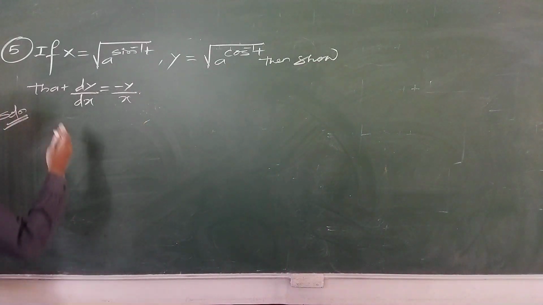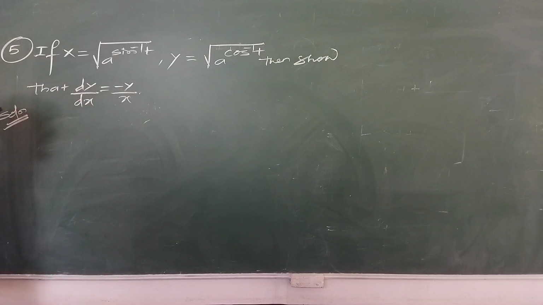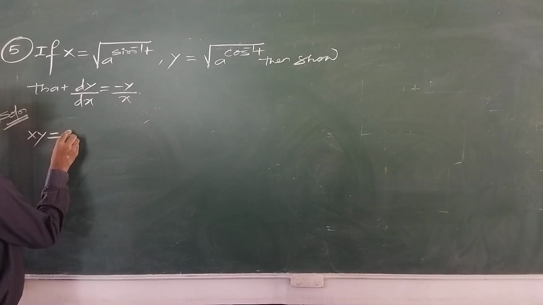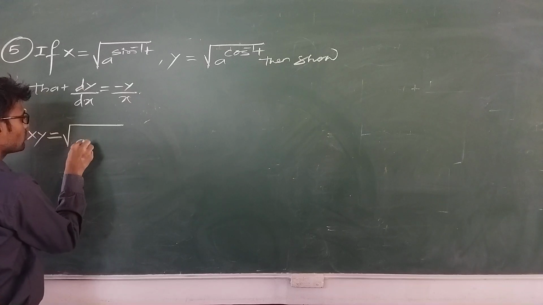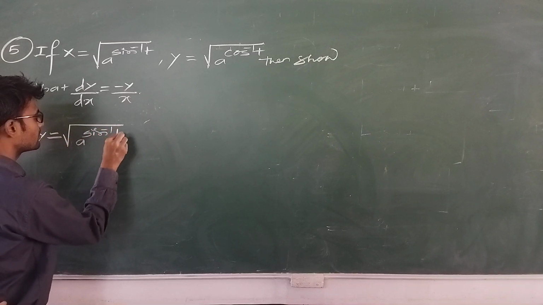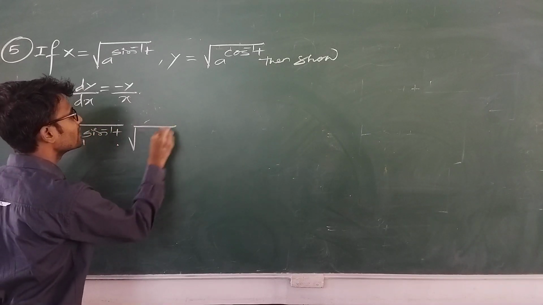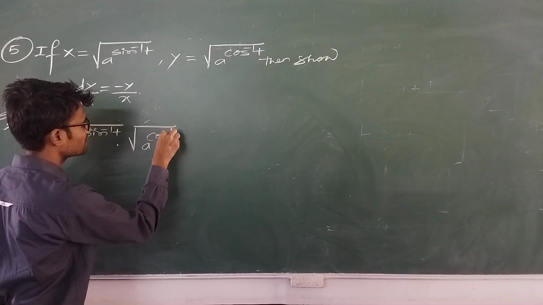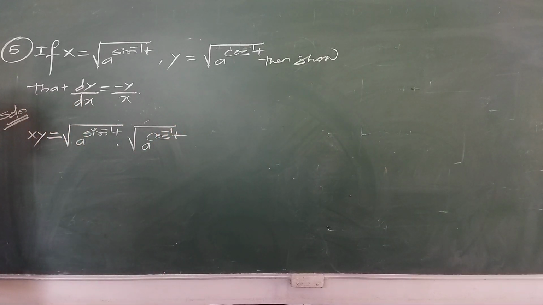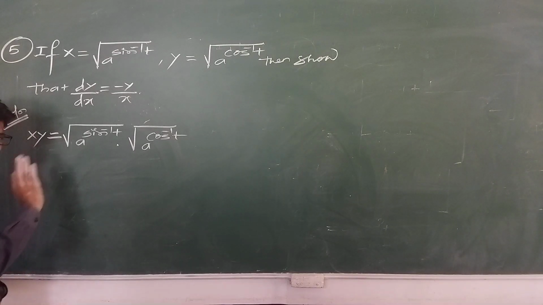See, you take the product of x and y. I will take a product of x and y. So the product of x and y is equal to square root of a raised to sin inverse t into square root of a raised to cos inverse t. So simple method I am using.